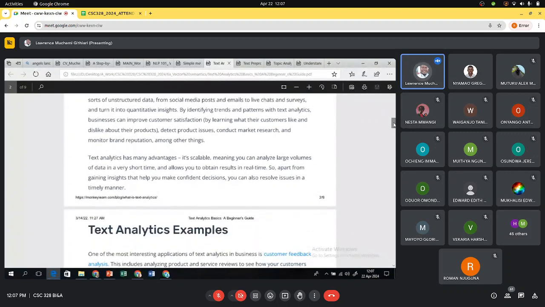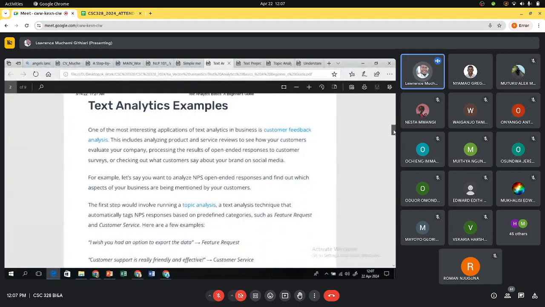Now, text analytics, of course, has many advantages such as scalability, meaning that you can handle very large volumes of data. In fact, they use it to handle what you call big data. So big data would be things that have the 3 V's: volume, velocity, and also variety.